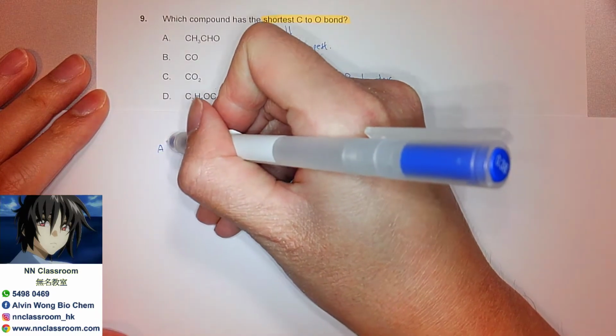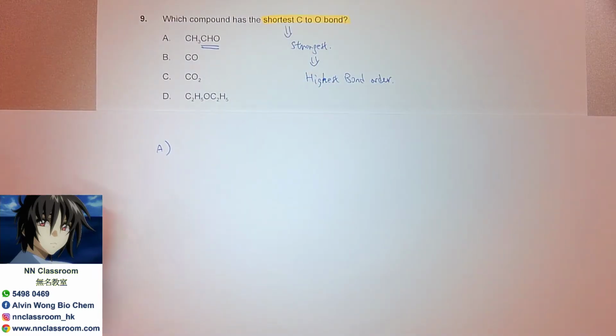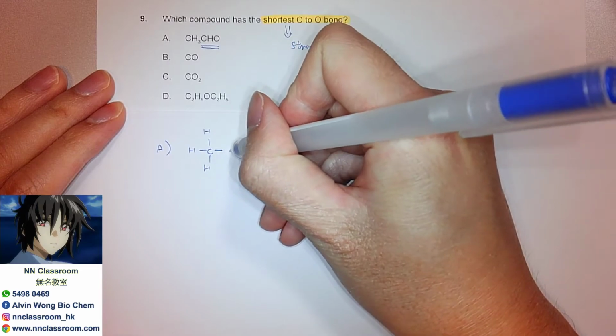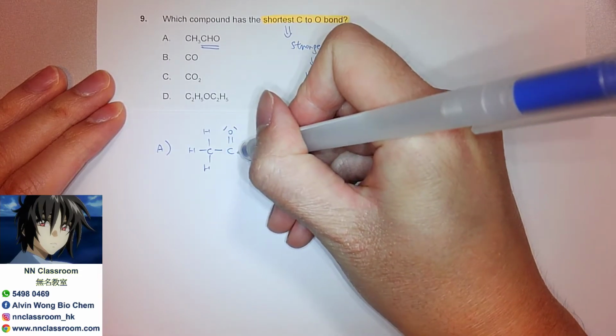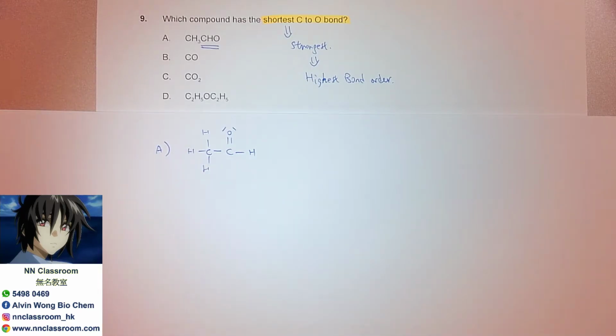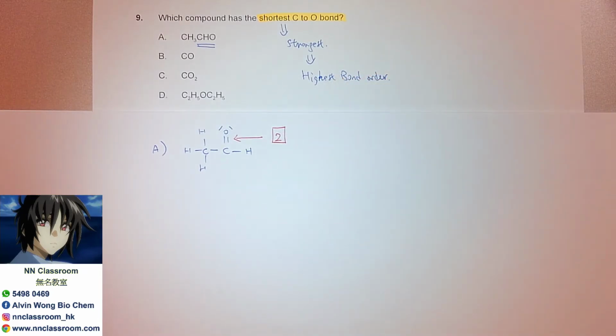For A, basically this is going to be an aldehyde. If students recognize it, for this ending CHO, we call it an aldehyde homologous series. And basically this one should be sketched in this way, right? CH3 and then C double bond O with a lone pair and a hydrogen. Right, so in this case we can see that the C-O bonding area is going to be a bond order 2, a double bond. Makes sense, right?